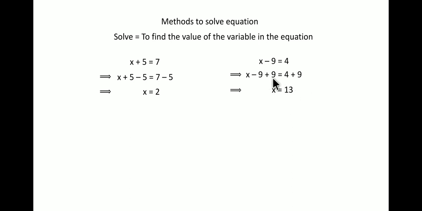Here minus 9 and plus 9 cancel. You will get rid of this 9. You will get only x here, and 4 plus 9 is equal to 13. Just see, I am not using an equals to sign over here.